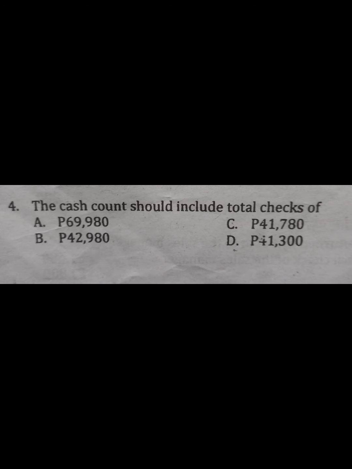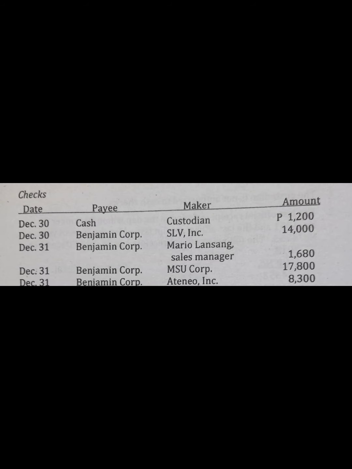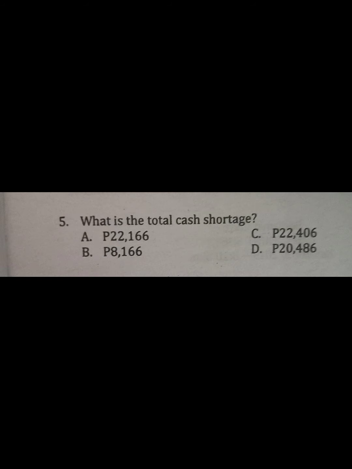The cash count should include total check of. Based on the information given, just simply add 1,200 pesos plus 14,000 pesos plus 1,680 pesos plus 17,800 pesos plus 8,300 pesos is equal to 42,980 pesos. So this is the actual cash received. Let's move on to number 5, the last question.